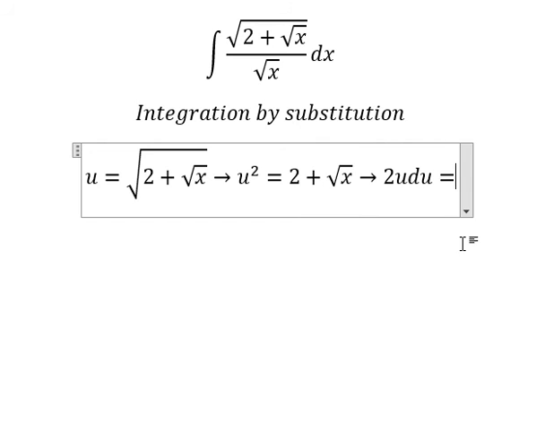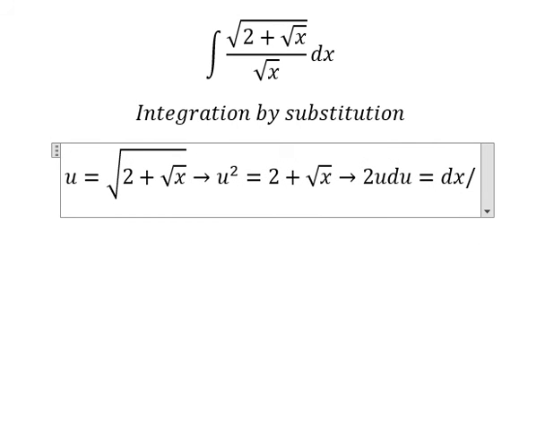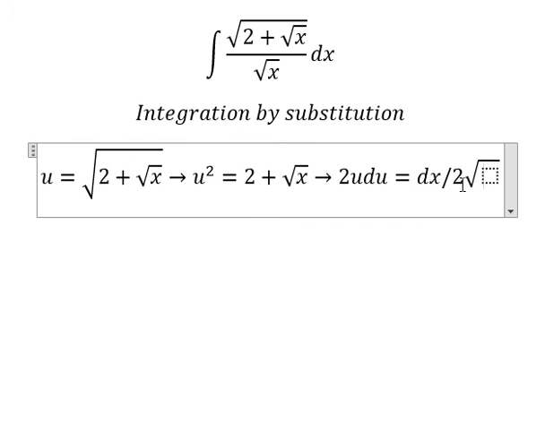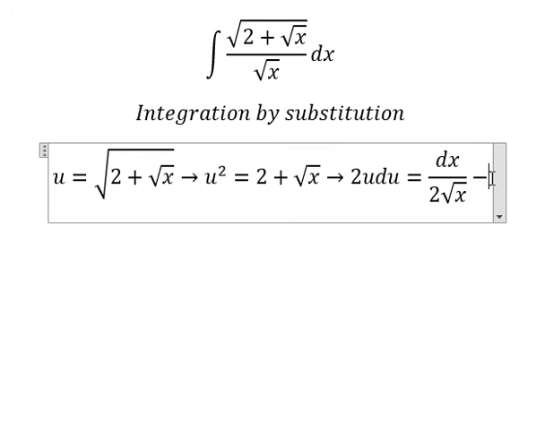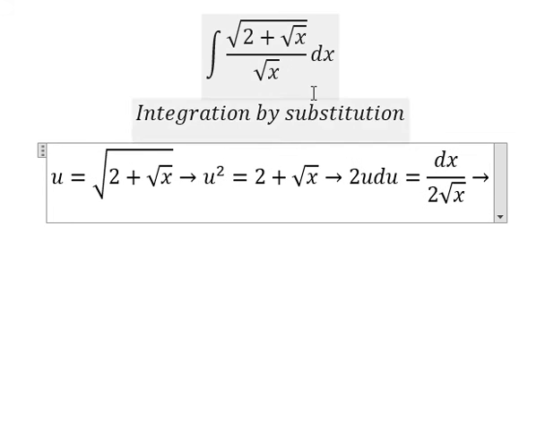This one we have s over 2 times the square root of s. Because we don't have the 2 in here, we need to move the 2 to the left. So 2 with 2, we have 4.